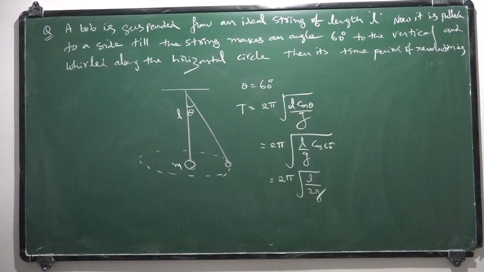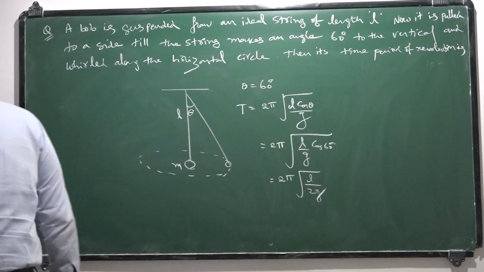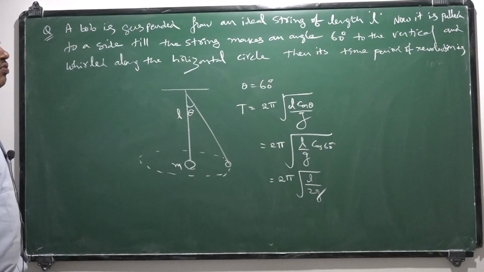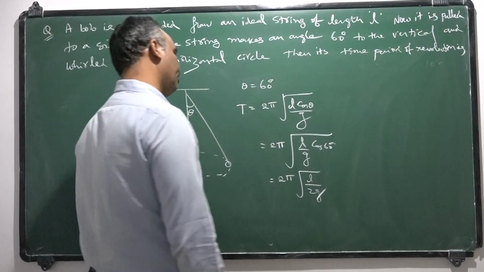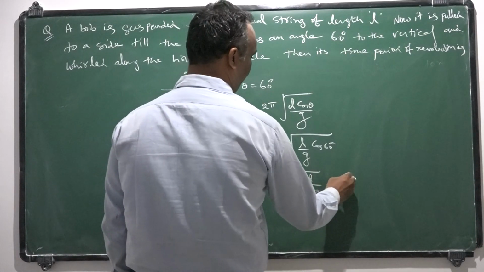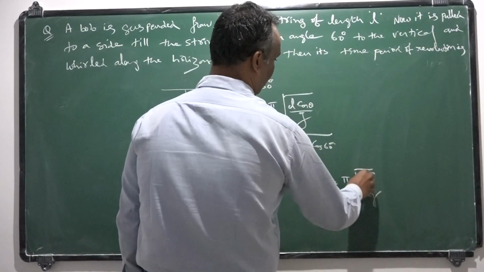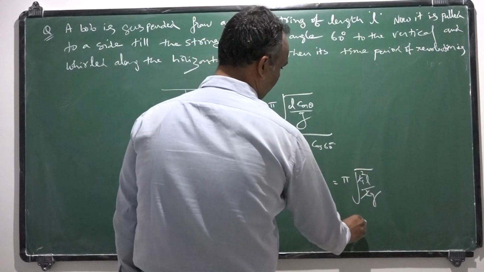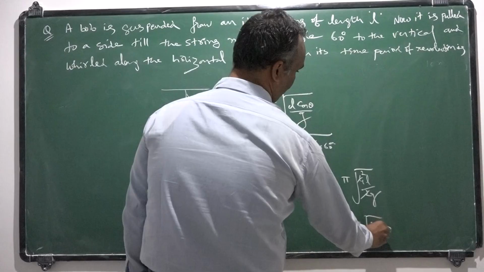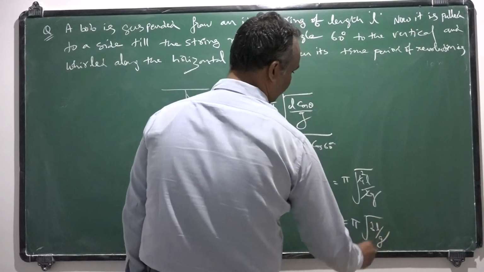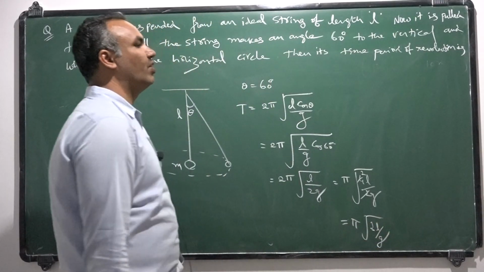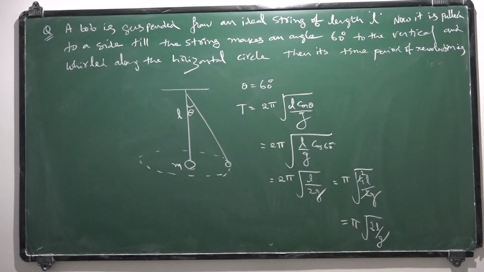So, if you further simplify it, you can bring this 2 inside. It becomes 4L by 2g. It will go as 2 times pi root 2L by g, which is the solution for the given question.